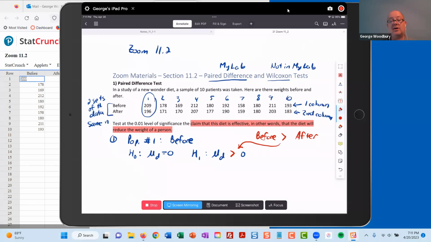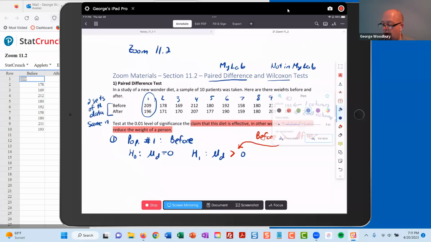If you have the wrong sign, you'll get one more chance to bail yourself out when you get to the part where you do the calculations. If you see a gigantic p-value, 0.7, 0.8, 0.9, then there's a good chance that you've got something backwards, and you definitely want to go back and check to make sure you've got everything in the right order.